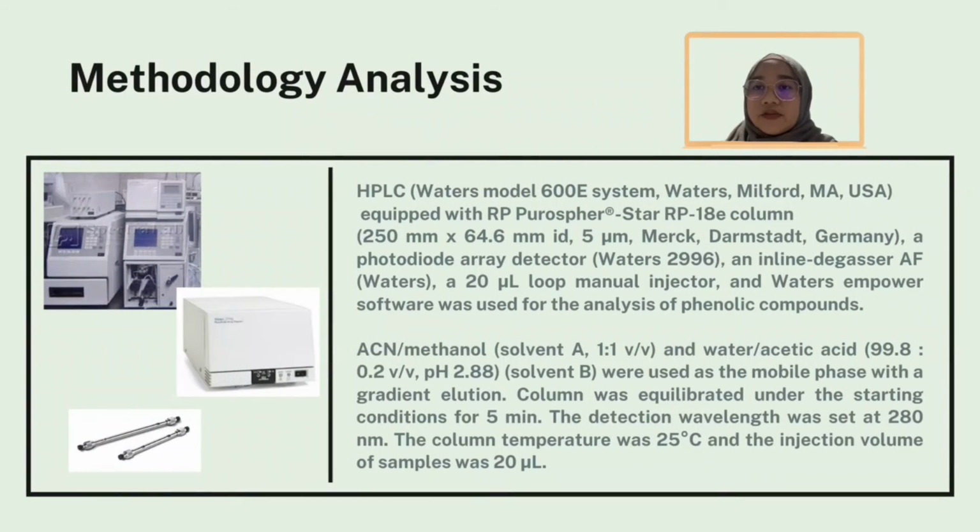HPLC equipped with a reverse phase C18 column, a photodiode array detector, an inline degasser AF, and a 20 microliter loop manual injector, and Waters Empower software was used for the analysis of phenolic compounds. Acetonitrile or methanol as solvent A and water with acetic acid as solvent B were used as the mobile phase with a gradient elution. The column was equilibrated under the static condition for 5 minutes. The detection wavelength was set at 218 nanometers, the column temperature was 25 Celsius, and the injection volume of the sample was 20 microliters.